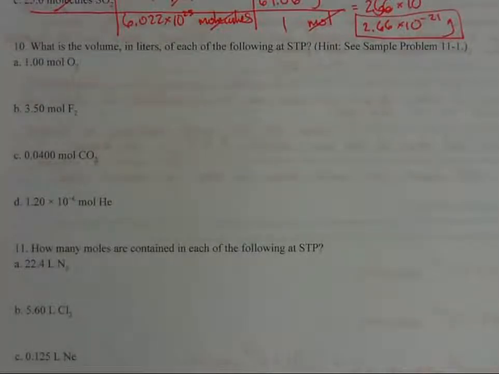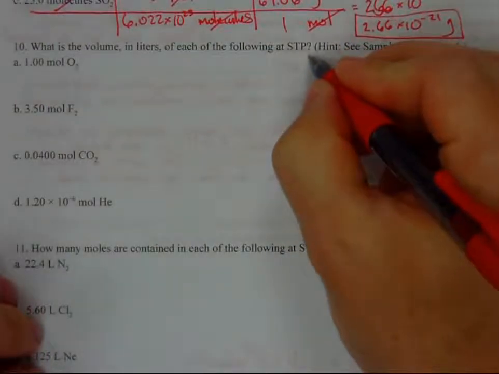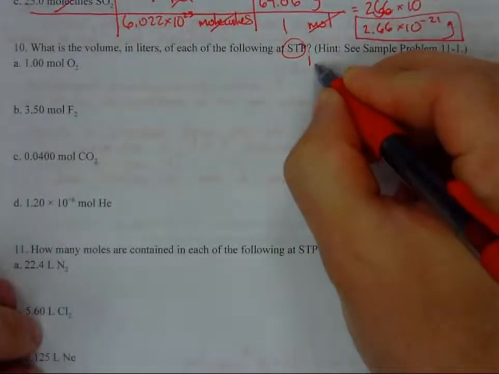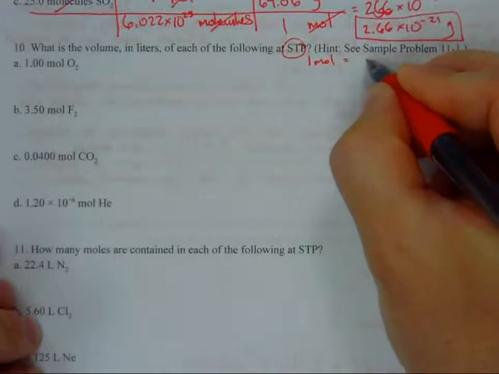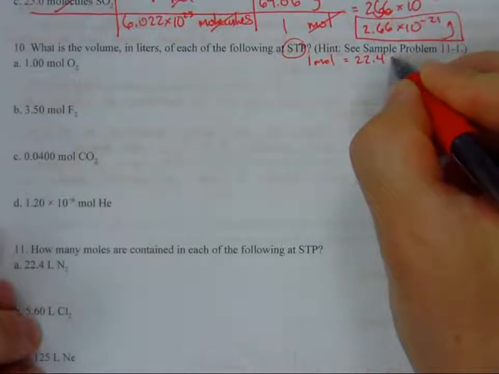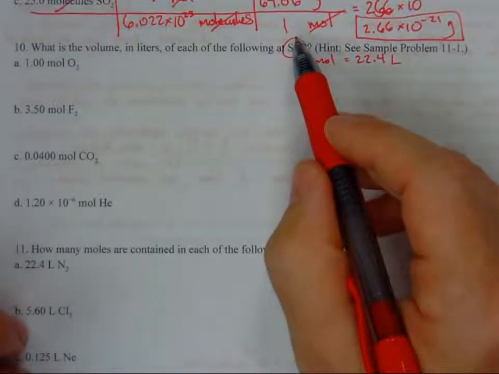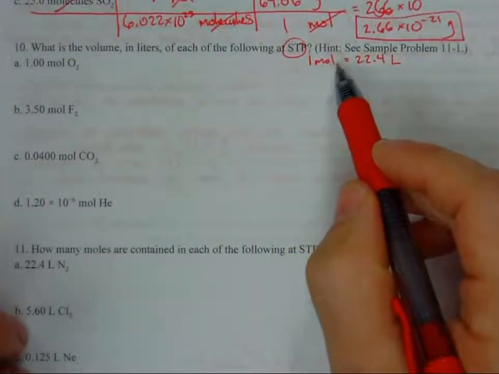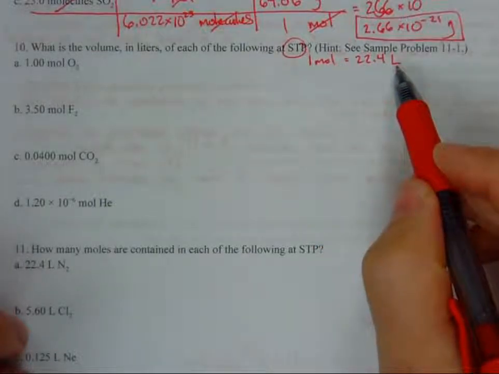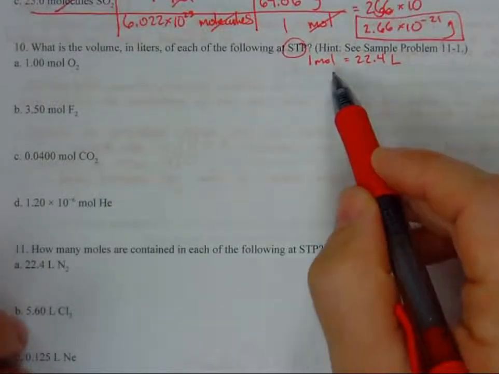All right, number 10. What is the volume in liters of each of the following at STP? At STP, at standard temperature and pressure. So that means we can use the standard molar volume. That says, at STP, 1 mole of any gas occupies 22.4 liters of space. So anytime we're at STP and we're using units of moles, we can immediately convert into volume, or vice versa.